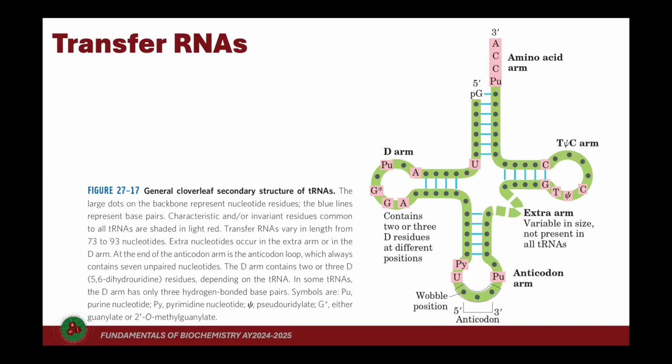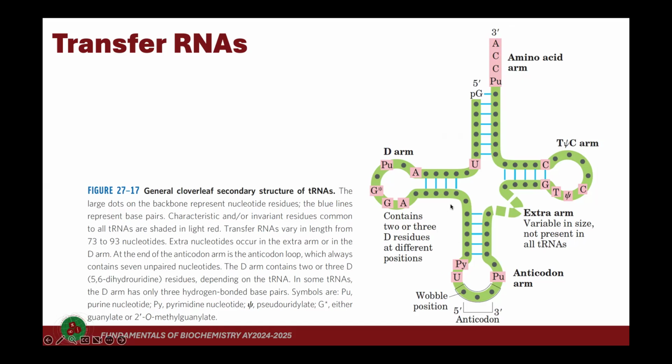Aside from the ribosome, of course, we need the transfer RNAs, or tRNAs, for protein synthesis to take place. Again, this is the adaptor molecule that was thought of by Francis Crick during his time. The tRNAs have four distinct parts: the amino acid arm, the D arm, the T psi C arm, and the anticodon arm.